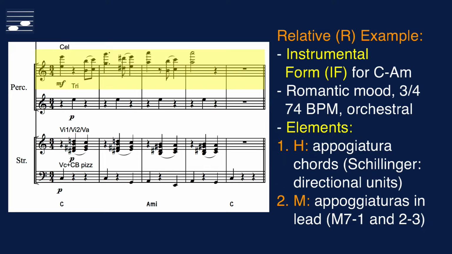The prime element is a lead melody in celesta with various appoggiaturas, such as the major 7th leading into the root C and the approach from below for the third in the A minor chord. In the string accompaniment we see appoggiatura chords, combining what Schillinger calls diatonic and chromatic directional units.